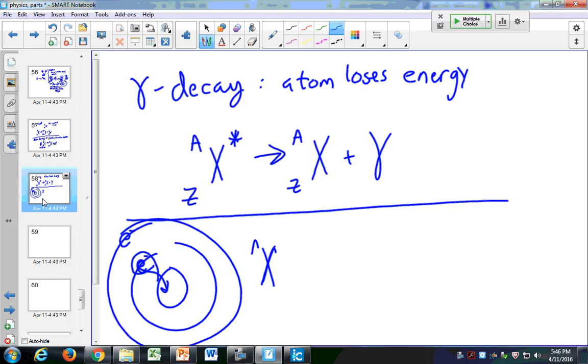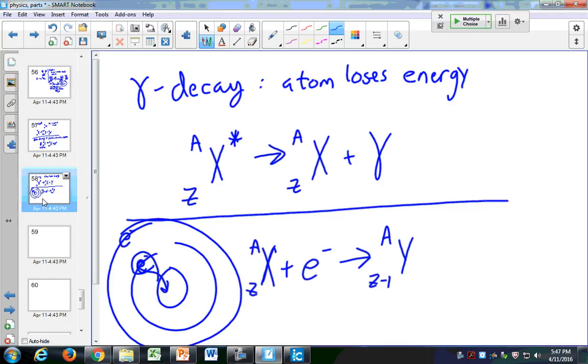So I have X, with A and Z. I add in this electron, and I get this new element, which is going to be A, Z minus 1. That's not right, is it? Yeah, that's right. I'm forming a neutron. So I have here a proton that is becoming a neutron. Okay? Y'all with me on this?